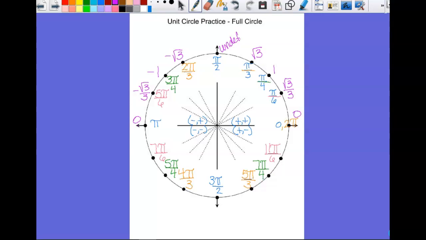In the third quadrant, to create tangent, we'd put negative over negative. What does that become? Positive. So your tangent values in the third quadrant are all positive. Go ahead and fill them in. What do you think 3 pi halves is going to be? Undefined again. Good. And then in the fourth quadrant, would tangent be positive or negative? Negative. So go ahead and fill those in.